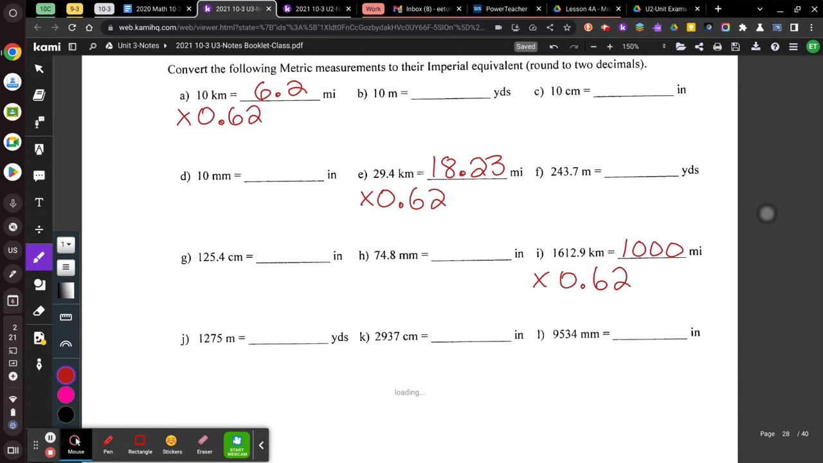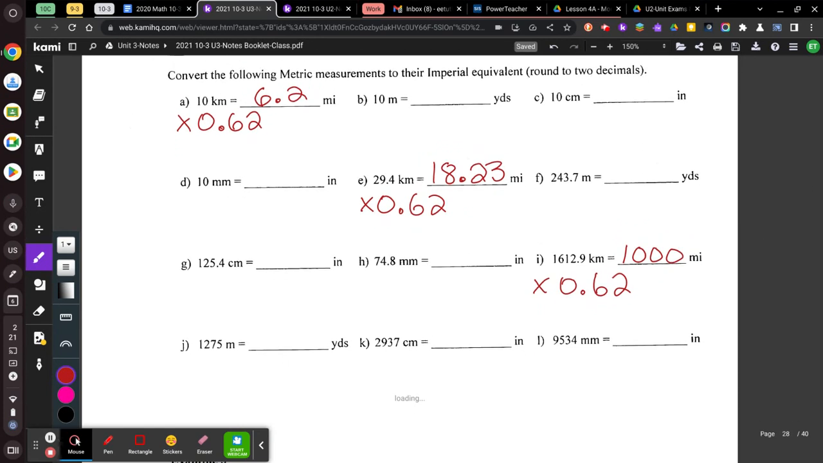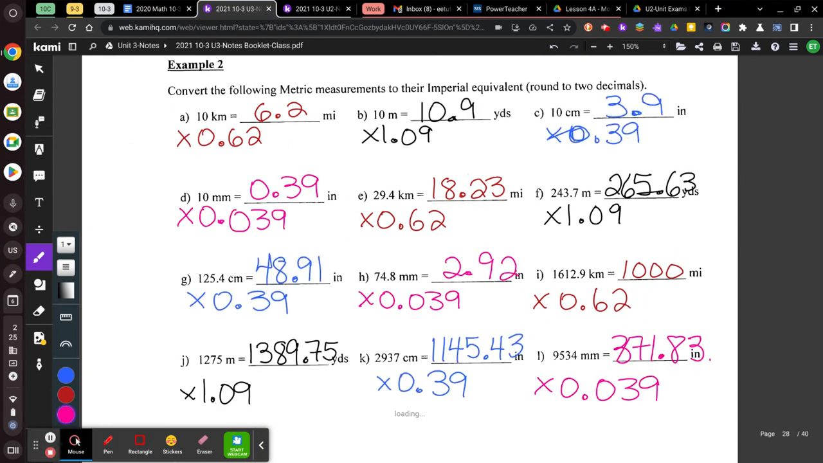Next one, we're going meter to yards. So B is meter to yard. I finished unit 2 on the booklet. Okay, so take a look. We filled out the chart. We filled out all the numbers from the chart. Take a look and check your work.